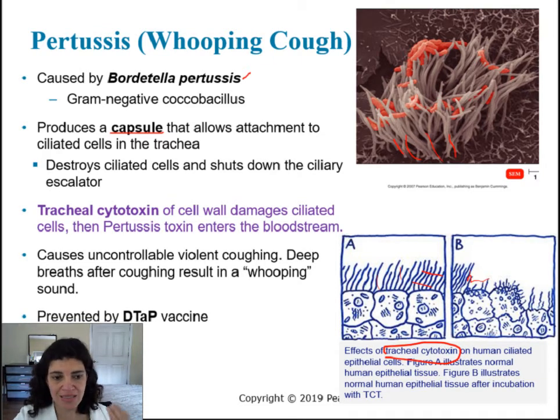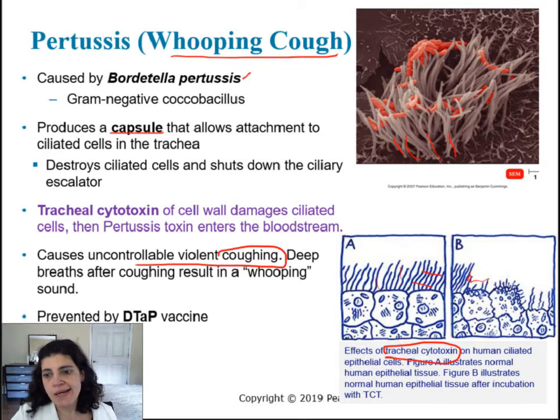So without functional cilia, your mucus is stuck there and it doesn't get brushed away from the airway. And with that, it causes a very violent cough. The person coughs to try to eliminate the mucus, but the mucus doesn't move because the cilia are not there. Okay? And because of the deep breaths after each coughing, that results in a whooping sound, which is why the disease is called whooping cough.